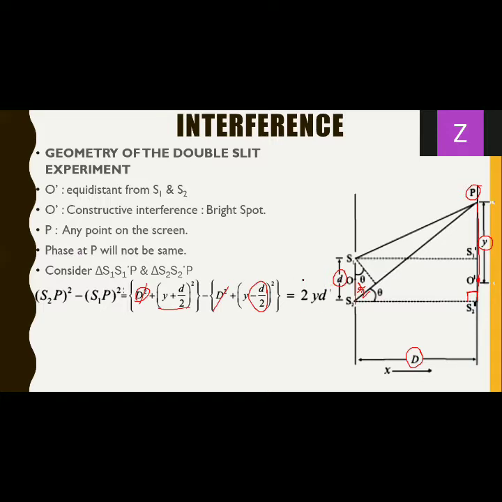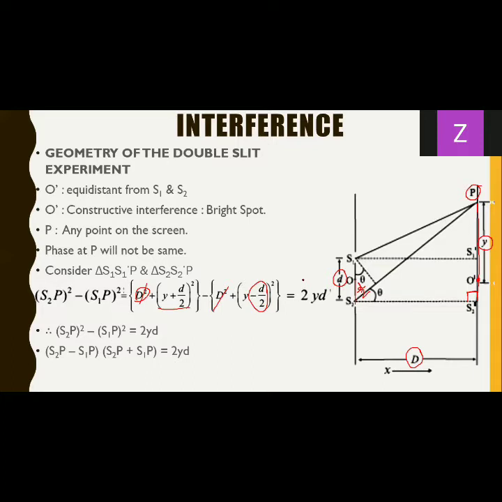So what we will get? S2P square minus S1P square is equal to 2YD. Basic mathematics. A square minus B square, we can write A plus B, A minus B. So what we will get? S2P minus S1P and S2P plus S1P is equal to 2YD.